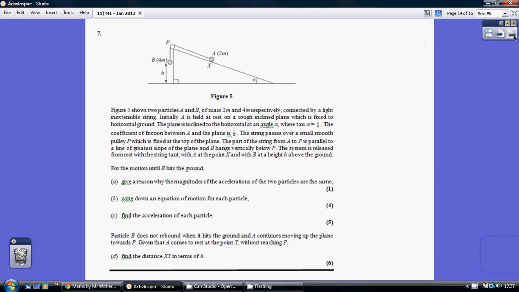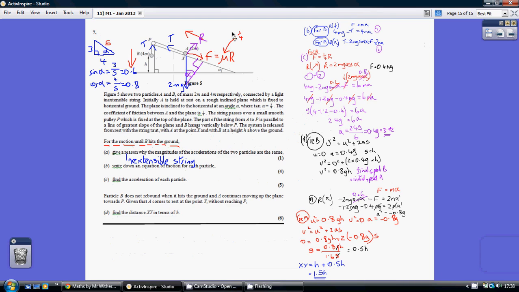Question 7. So, have a good close look at the diagram, that's important. Remember, the friction is mu times R, where R is the force upwards here. Now, the other thing to bear in mind is we're told that tan alpha equals 3/4. That allows us to work out what sin alpha and cos alpha are, just from a right-angled triangle.